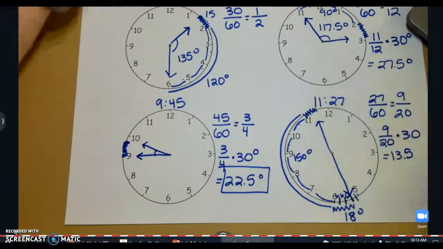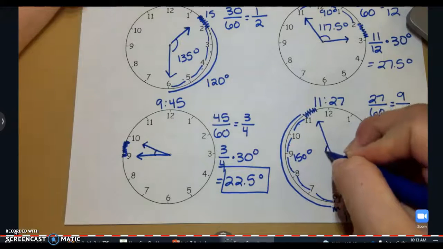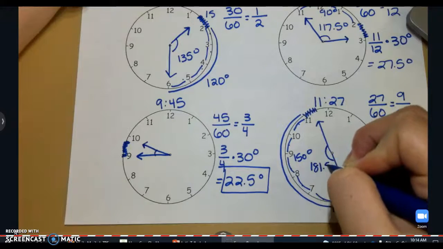6 times 3. Now, last but not least, we need to add up our total. 150 plus 13.5 plus 18. And that gives us, for this angle, 181.5 degrees.